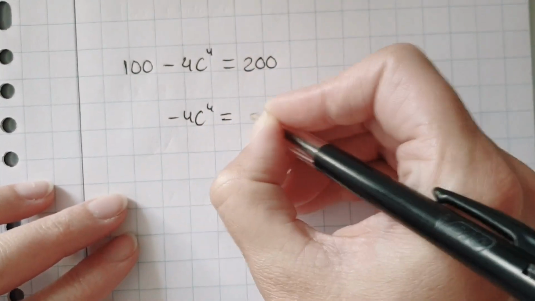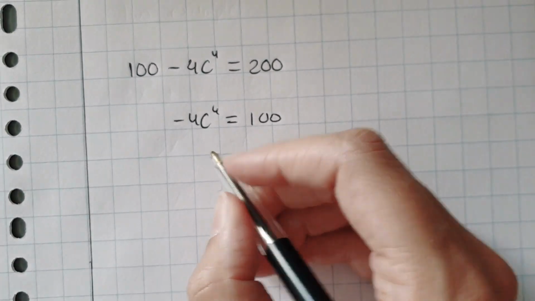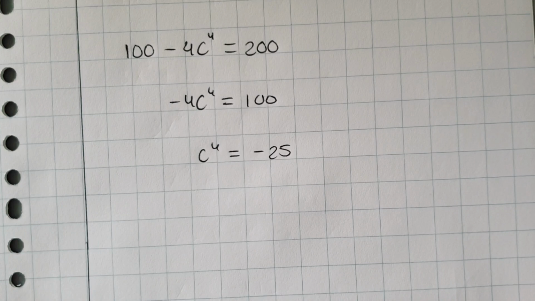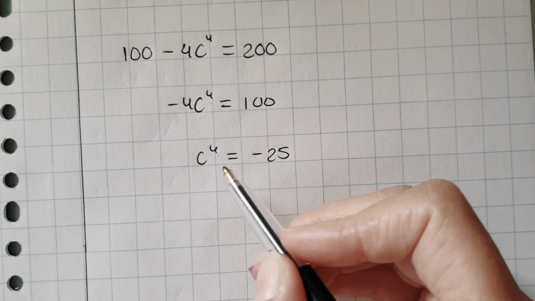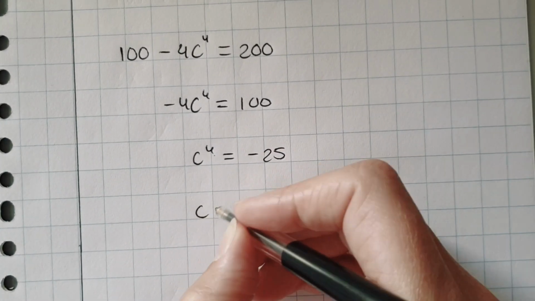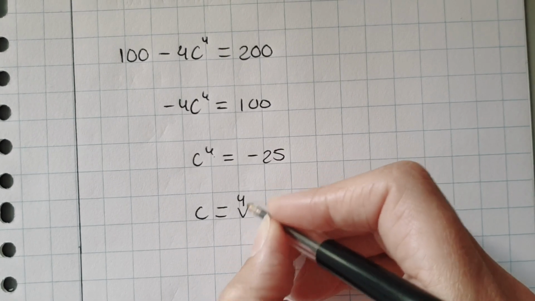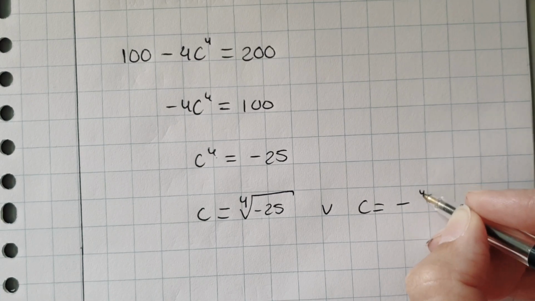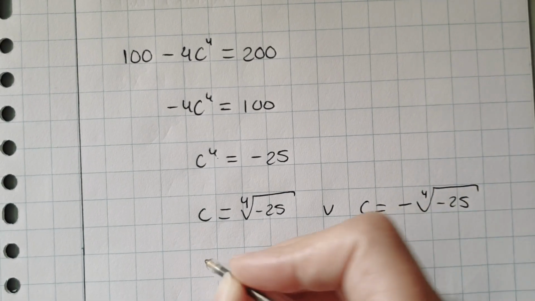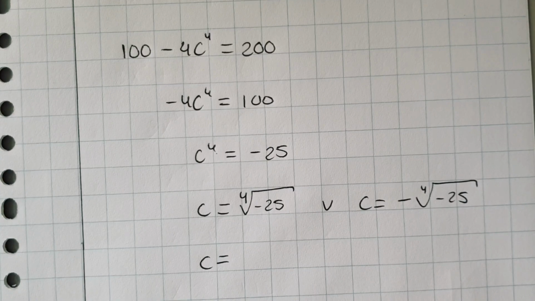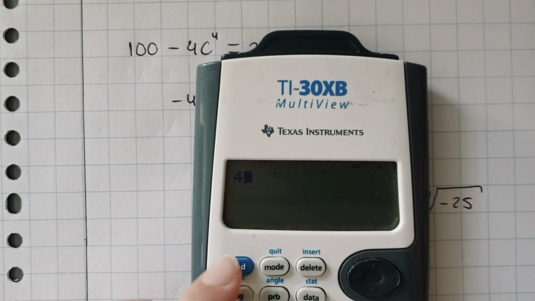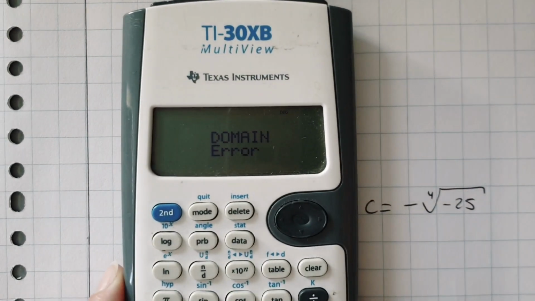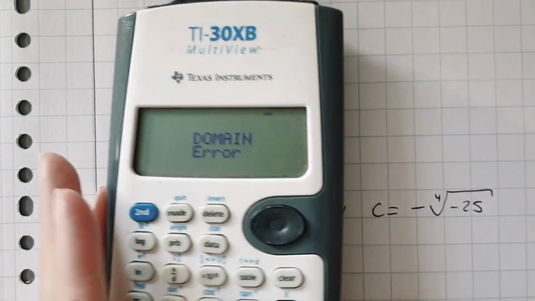And the last example, first balance method, minus 100 here, minus 100 there. Then divide by minus 4. That will be minus 25. I can already see that this is an even number, so I know I have two solutions. So C is the fourth root of minus 25, or C is minus the fourth root of minus 25. Okay, let's check it out. 4th root of minus 25. Hey, error. Okay, do you know why?